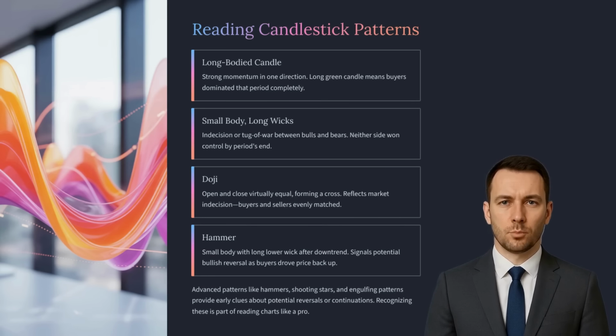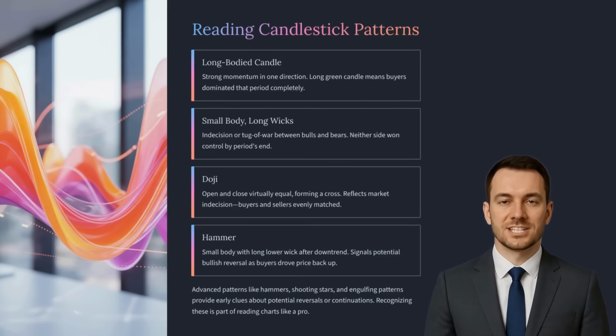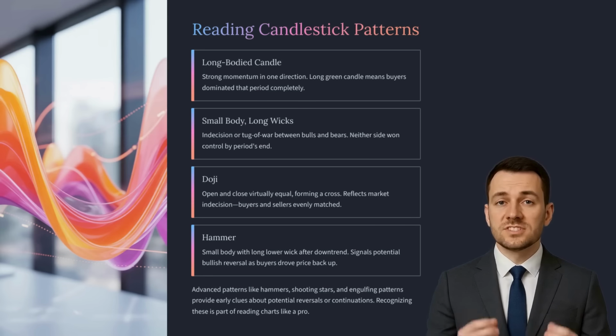high. A bullish engulfing pattern, a small red candle followed by a larger green candle that engulfs the prior range, suggests a shift from selling to buying pressure. While we won't cover all such patterns here, being aware of them is part of reading charts like a pro. Seasoned traders recognize these candlestick clues and incorporate them into their decision-making.